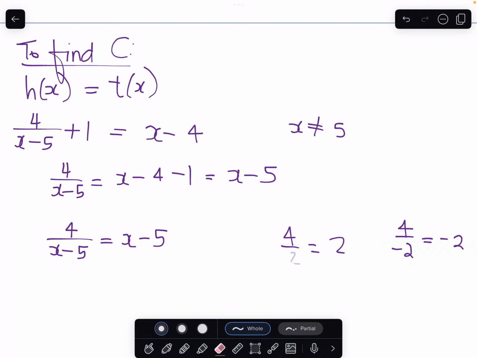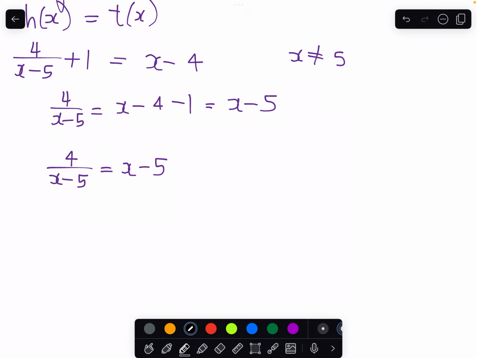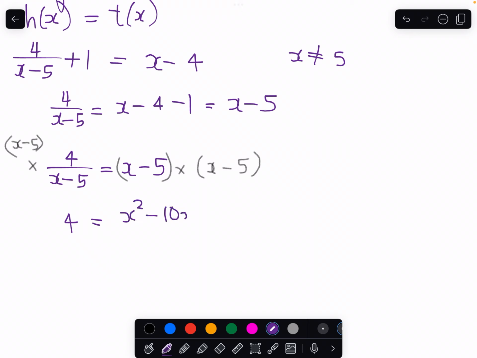But anyway, let us do the more comprehensive way, because trial and error doesn't really prove that those are the only solutions to the equation. Right, so 4 is equal to x squared minus 5x minus 5x minus 5 times minus 5.